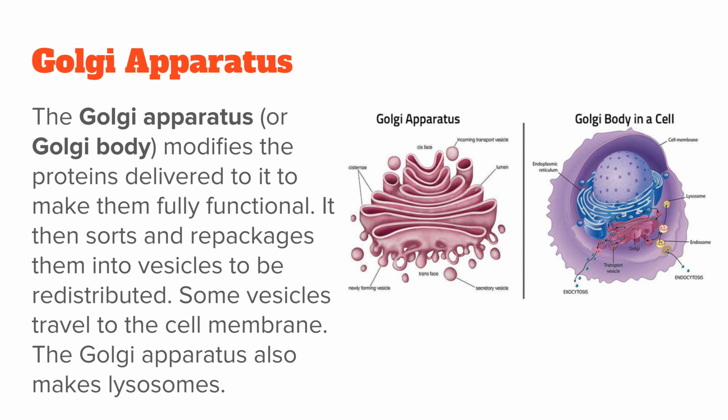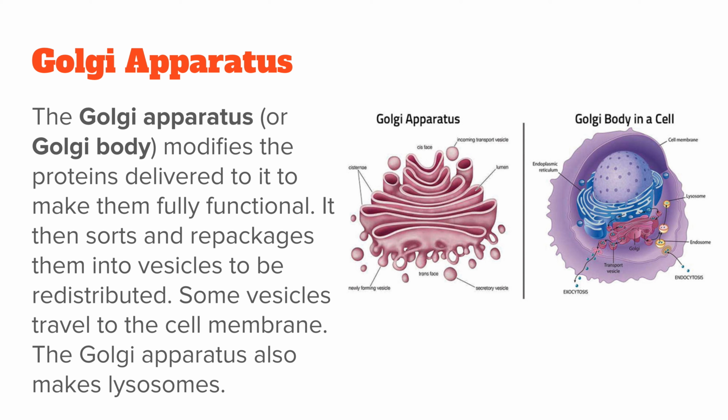What the Golgi apparatus does is it's kind of like a post office. What it does is it modifies anything that it needs to ensure that they remain functional, and then it sorts and repackages it. And then it will bubble them off into individual vesicles and send them to wherever they need to go.